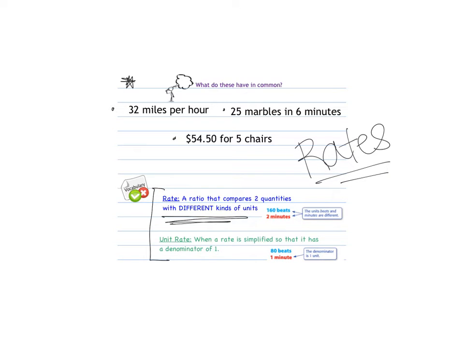So an example of a rate, 160 beats in 2 minutes, and all of these are examples of rates as well. And then a unit rate is when a rate is simplified so that it has a denominator of 1. So a unit is usually just 1, meaning it's the rate for one, however much it is for one of the item that you're talking about. So let's do some examples so that you can understand a little bit more.